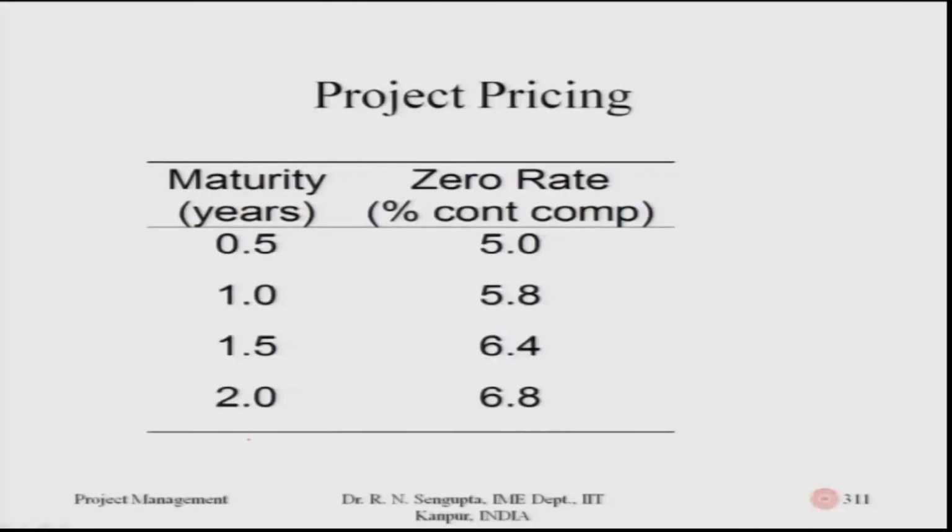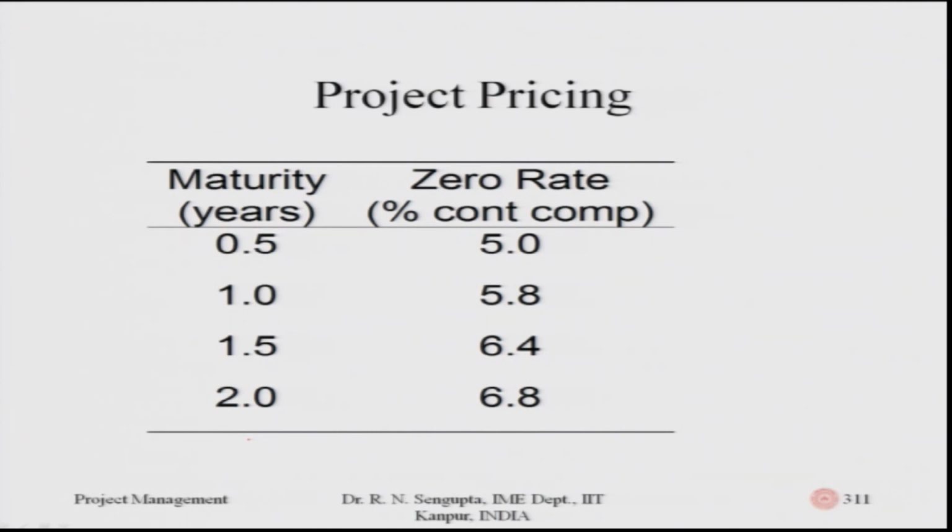So, consider the project pricing, that means I want to find out the price of the project, and the 0 interest rates with continuous compounding are given. Continuous compounding concepts, I assume all the students are aware of, based on which I am proceeding. Maturities are given in years. If you see this 0.5, it means a time period of 6 months. If you see the third value, it is 1.5, it means 1 year and 6 months.